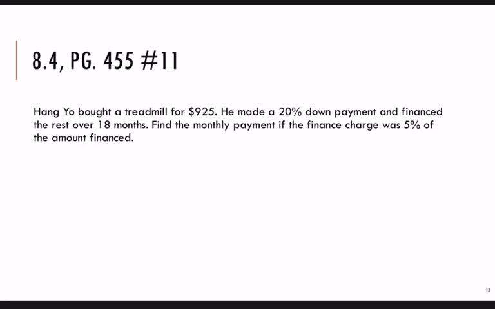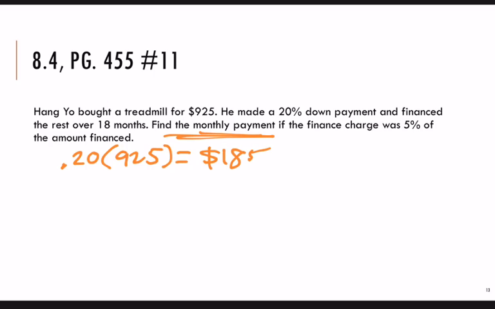All right, another problem. Okay, we have a treadmill, $925, 20% down, financed over 18 months. Find the monthly payment, and the finance charge is 5% of the amount financed. Okay, so let's find the down payment first. 20% of $925 is $185. Okay, so the amount financed, here's the cost of the treadmill, subtract the down payment, and $740 was financed.